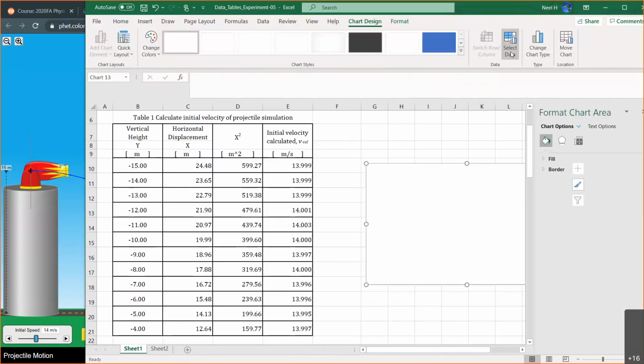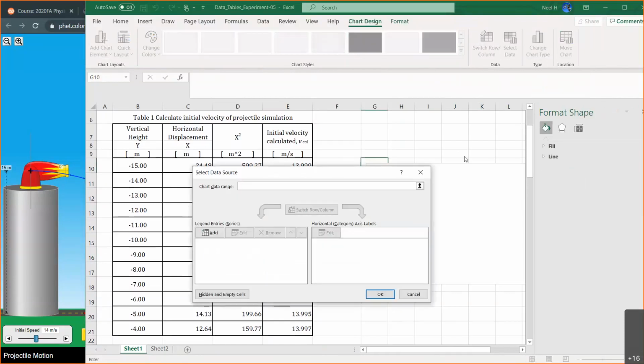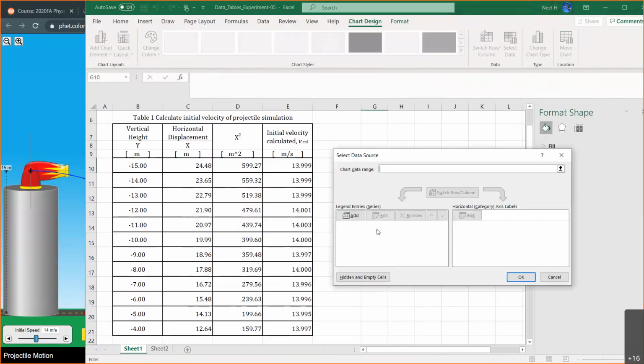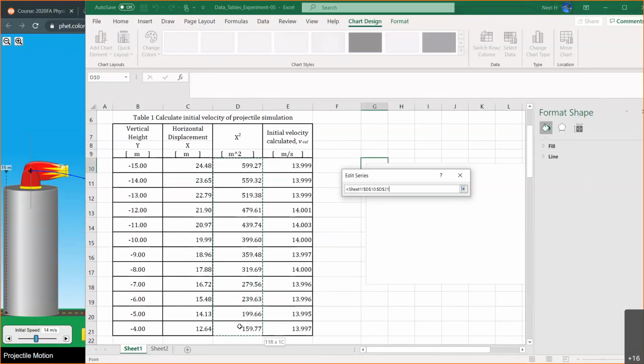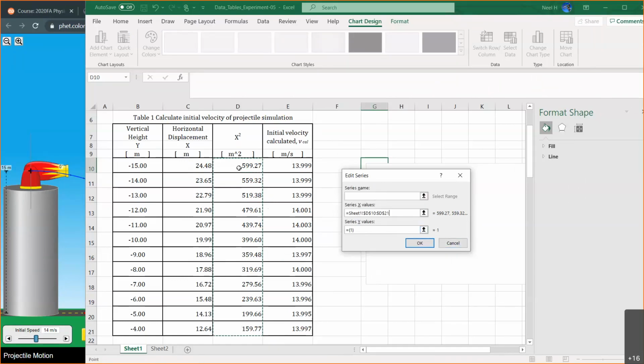Then you can insert the data: on the right hand side, very top, third icon. Then this new window will appear. Click on Add, and a new selection tool appears to select the X and Y data. Click on the place for X. In this case, X should be the x squared values, so that means D cell number 10 through D cell number 21. Click on the first cell on your left hand side, keep clicking and then dragging with your right hand finger on the touchpad.